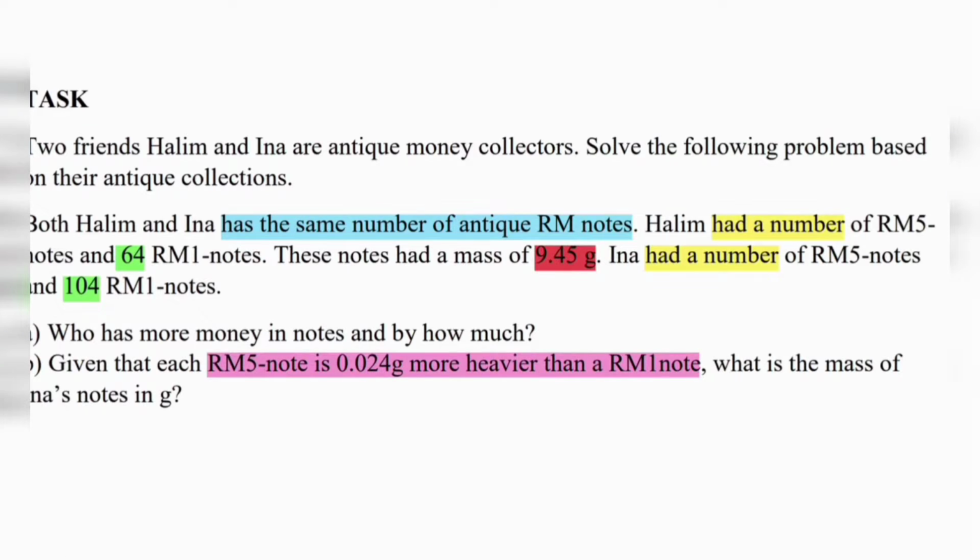From the question given, we can simply highlight important keywords with different colors. Blue line indicates Halim and Ina have the same number of antique RM notes. Yellow line indicates the unknown number of RM5 notes for each of Halim and Ina. Green line indicates the number of RM1 notes that Halim and Ina have. Red line indicates the mass of Halim's notes. And the last one, pink line, indicates the mass of each RM5 note, which is 0.024 gram heavier than an RM1 note.